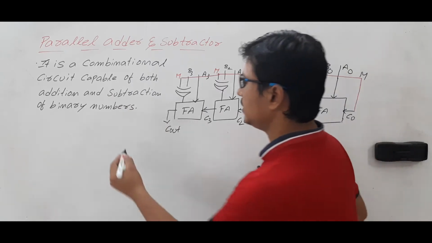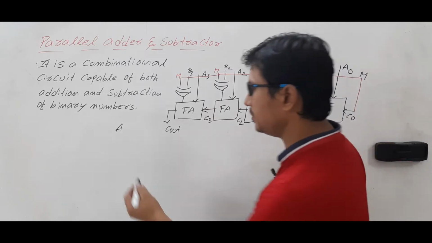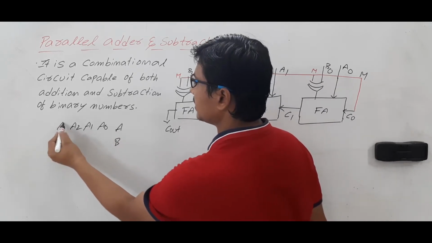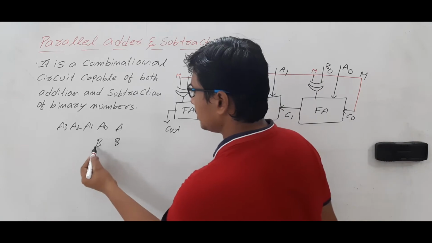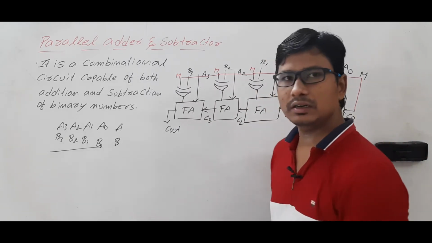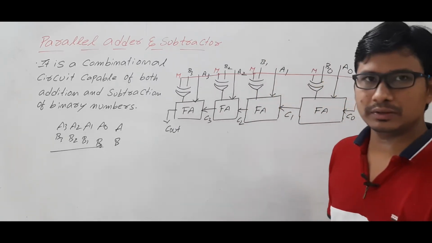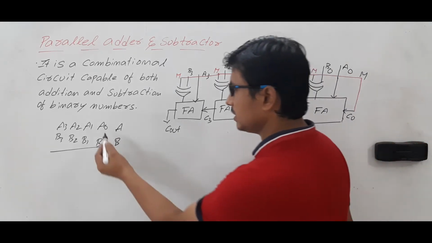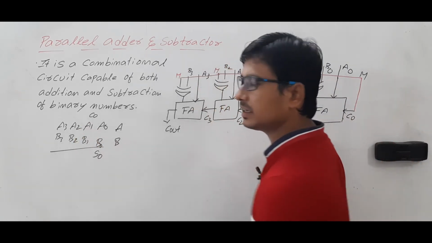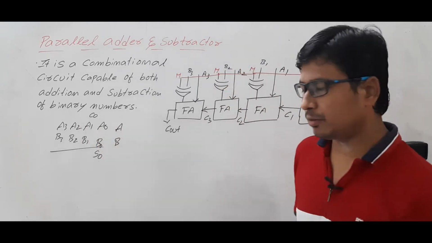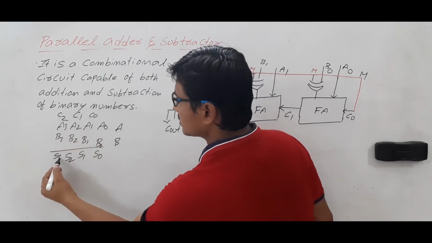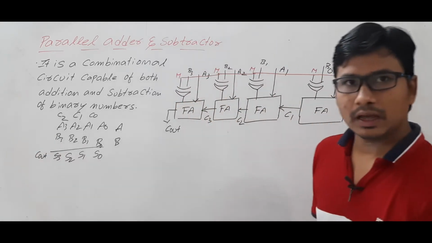Now let's take two binary numbers A and B. They are 4-bit numbers: A0, A1, A2 and A3, then B0, B1, B2 and B3. If you want to perform addition or subtraction, we can use a single circuit. Suppose I want to perform the addition of A0 and B0. I will get the sum and the carry. Then with the carry, A1 and B1 will be added, and I will get the sum and carry, and so on, and finally I will get the sum and the final carry. Am I right or wrong?